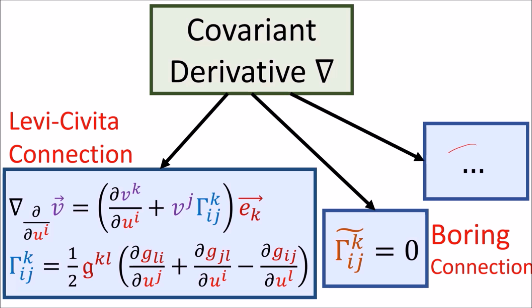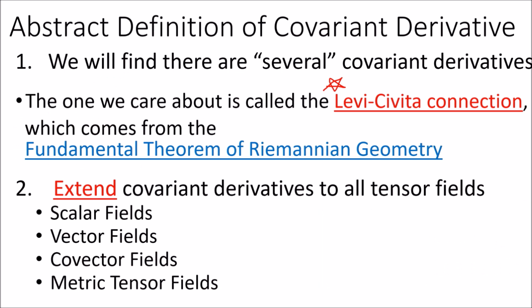And we can define all sorts of other connections, but most of the time, the Levi-Civita connection is going to be the one that's most important to us. So hopefully you see why there are many possible different covariant derivatives. Now let's move on to extending covariant derivatives to all tensor fields.